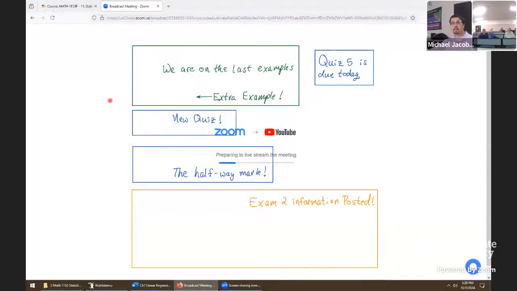Yeah. Was it computing the correlation or just interpreting it? Hold on.